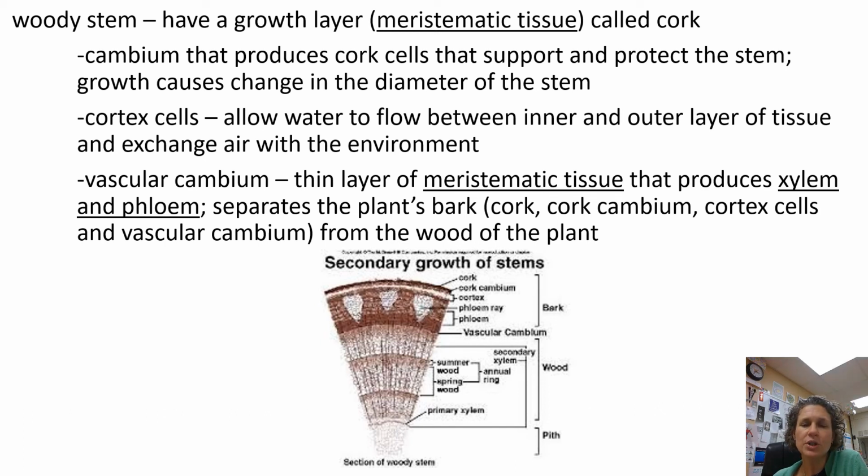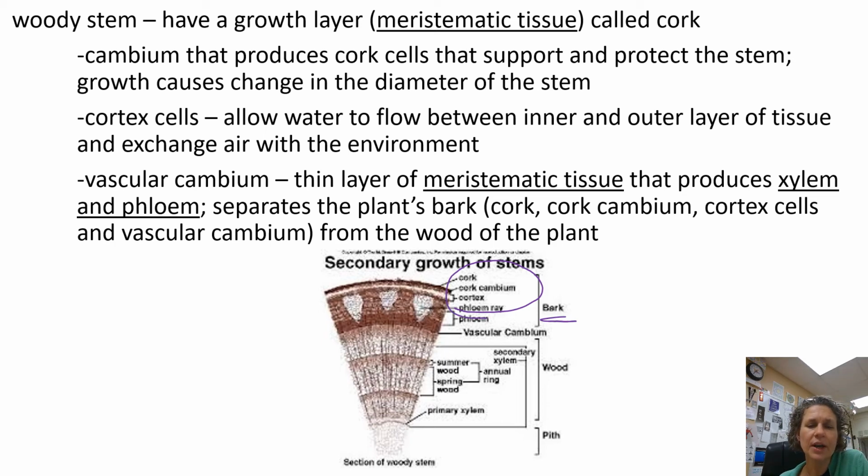And you have the cortex cells, and these allow water to flow between the inner and outer tissue. You can also have some exchange of gases with the environment. So these are all there on that very top little part, pretty much the outside part of the bark of the tree.